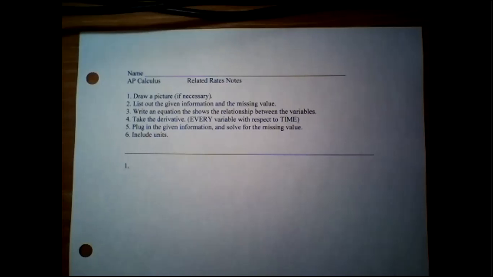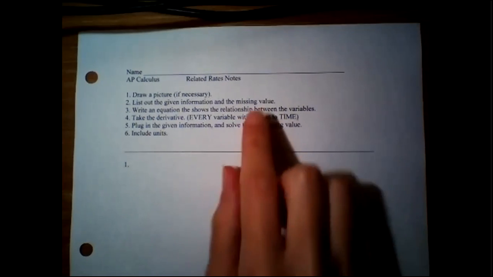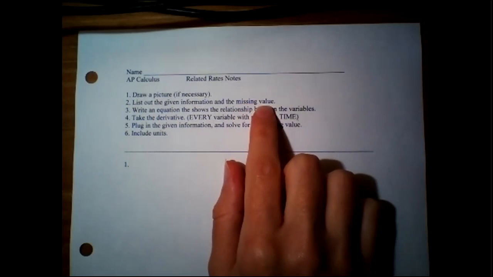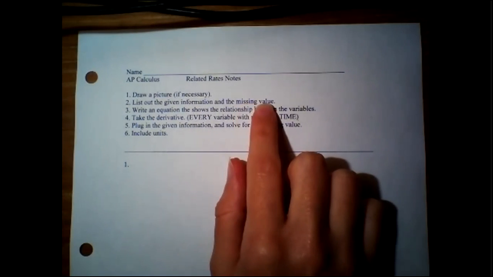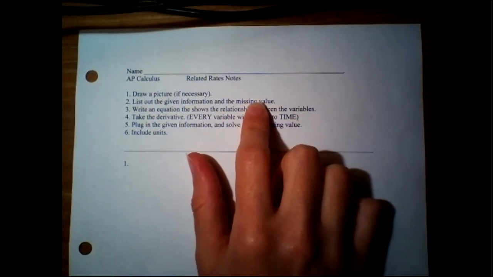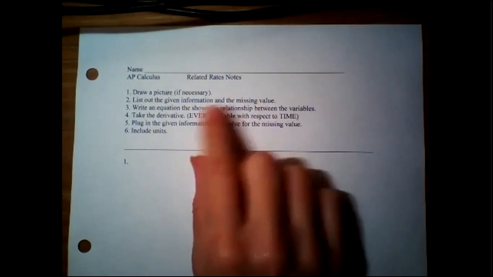So first, draw a picture if you need to. Basically you should pretty much always draw a picture. List out what you're given and what you're missing. I call the missing thing the question mark value. That's the thing they're asking for, what we're trying to find. I usually also put a note to myself whether it should come out positive or negative, so you can check if your answer makes sense.